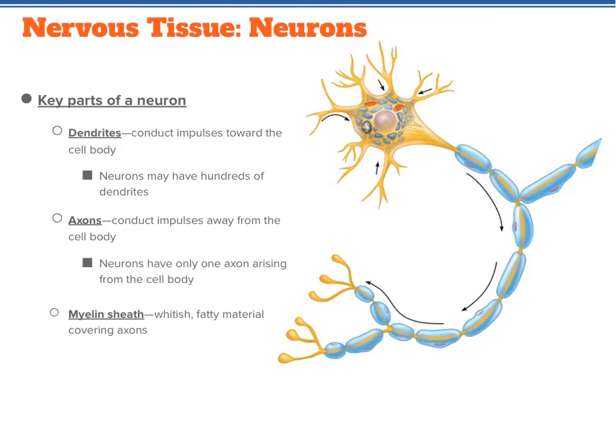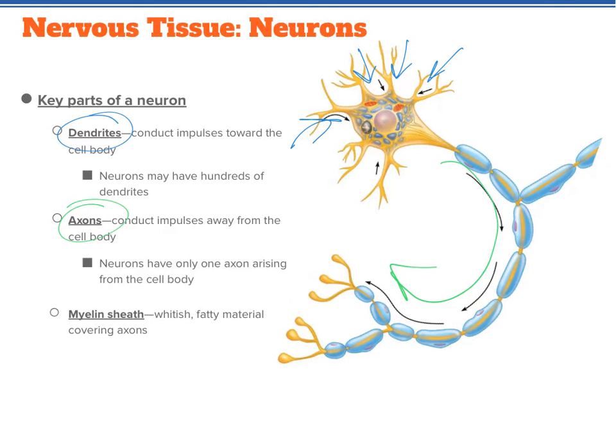Okay, so the processes of a neuron include the dendrites. The dendrites are the part of the neuron that receives the message. So the dendrites receive the signal and send it to the cell body. Next, you have the axon. The axon is the long tail-like structure that you see right there that I highlighted in green. The axon takes the message from the cell body and sends it to the ends of the neuron.